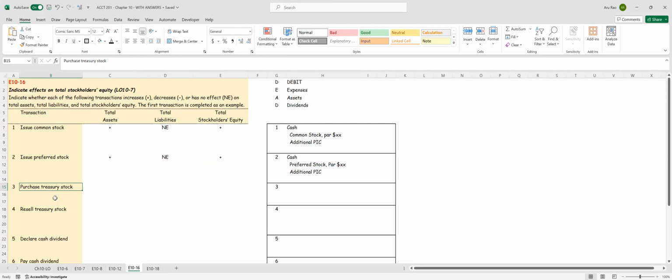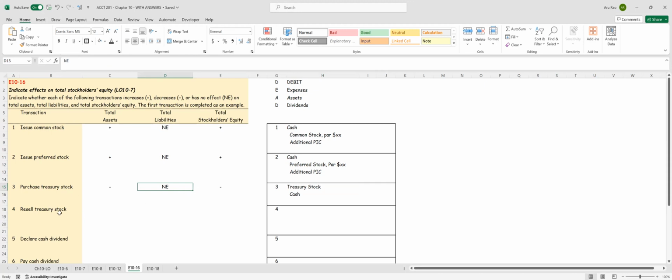The third one I'm told is, what happens when I purchase treasury stock? When I buy back my own common stock, my journal entry is treasury stock debit. I don't debit common stock, treasury stock debit, cash credit. My cash is decreasing. I'm paying cash. Treasury stock is a contra equity account, which means it's going to decrease my equity. When it increases, my equity decreases.